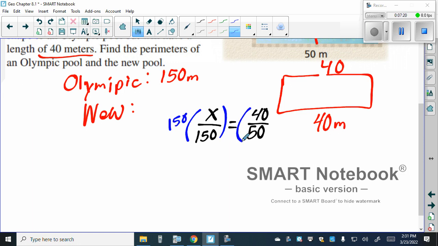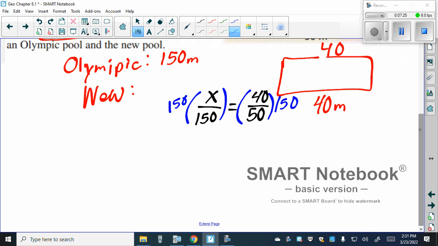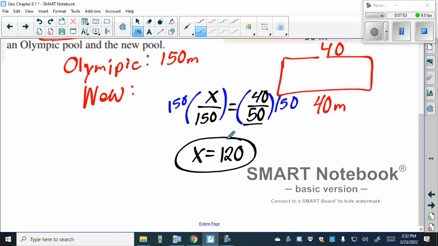Multiply both sides by 150, yes. Now, this multiplication here is actually not too bad. Because really, we can say that we're dividing 150 by 50. How many times does 50 go into 150? 3, yes? Because 150 divided by 50 is 3. What's 3 times 40? 3 times 4 is 12, and we add the 0. So the new perimeter is 120 meters. That's it.